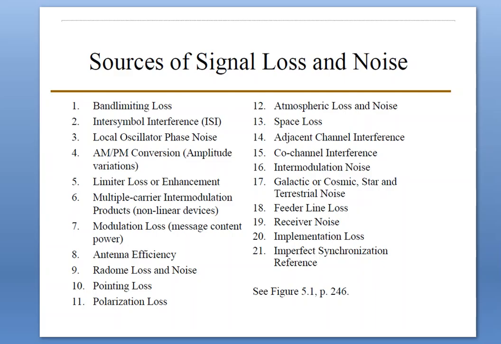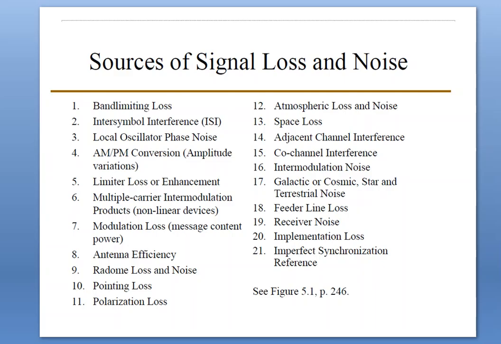A hard limiter can enhance the stronger of two signals and suppress the weaker. This results in either a signal loss or a signal gain. It is more an effect of signal loss and signal gain.